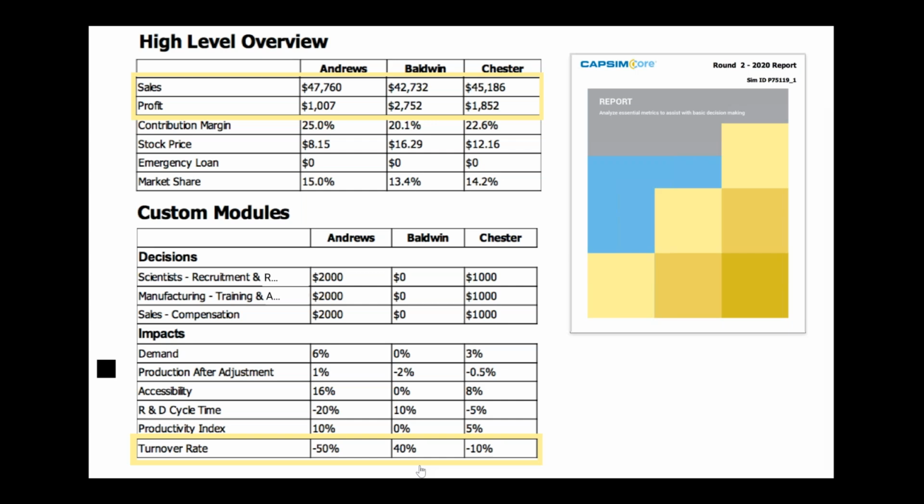On the contrary, we have the Andrews and Chester companies, who have reduced their turnover rate rather significantly. So over time, we might see even further success from these companies.